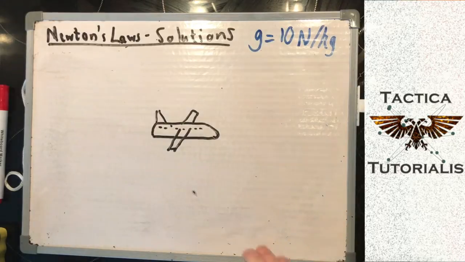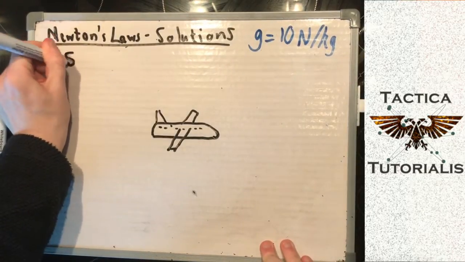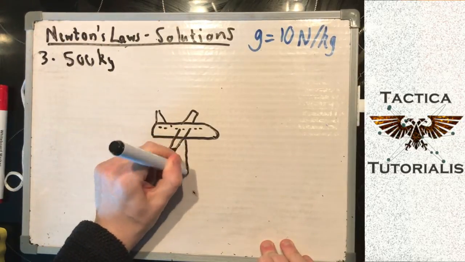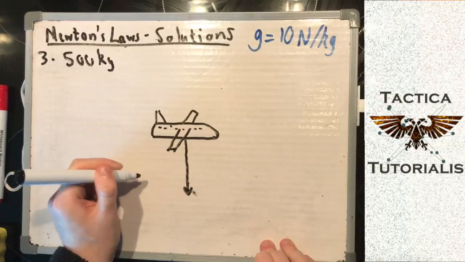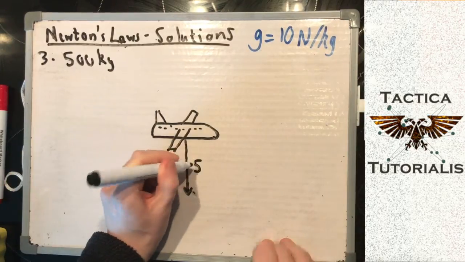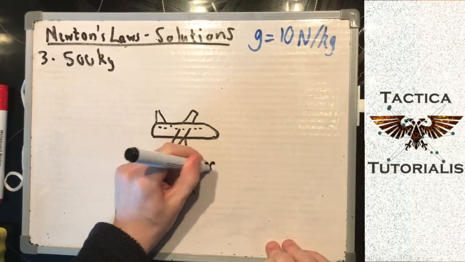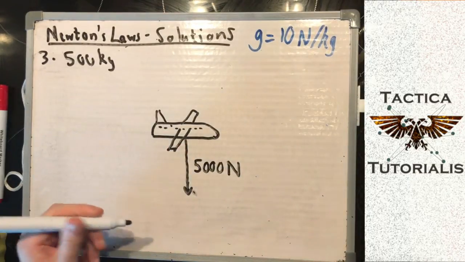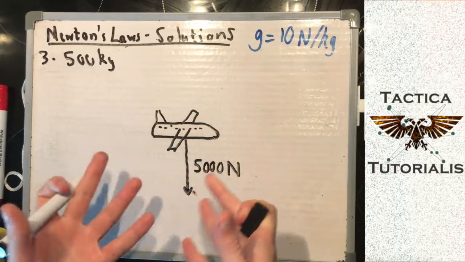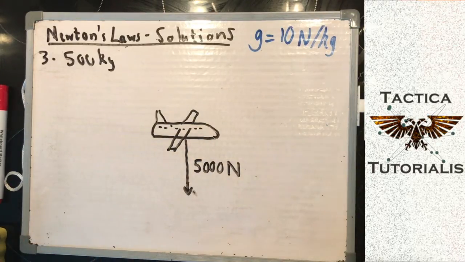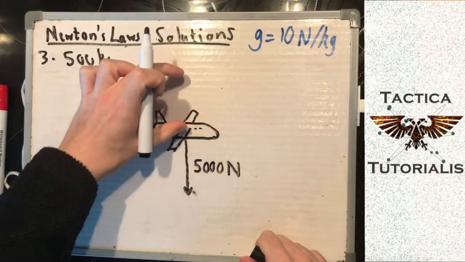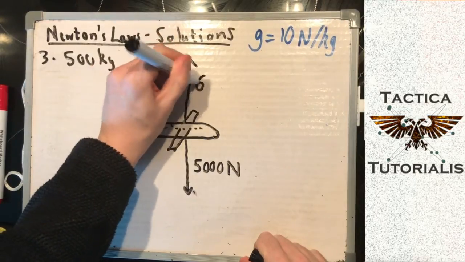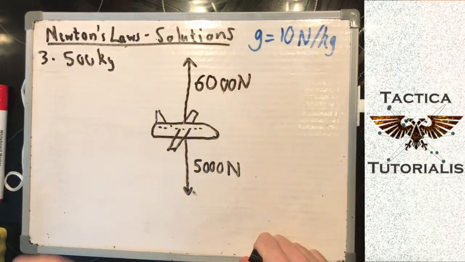So, first off, we're told we have a mass of 500 kilograms, which means we're going to have a downward force, a weight, of 5,000 newtons, because again, we're going to use G equals 10 to simplify our arithmetic. We're then told that there is an upthrust force, so from pretty much the air underneath the plane pushing it up, of 6,000 newtons. So I need to make this a little bit longer. And that is 6,000 newtons.